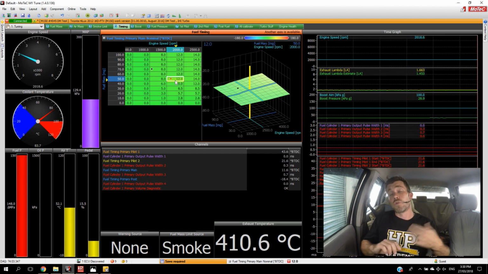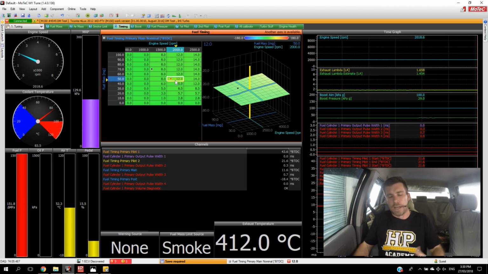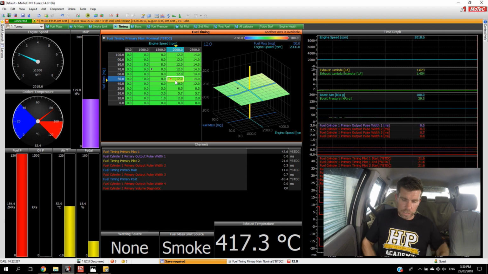Now I'll retard the timing further. Just to clarify as well, the numbers in this table refer to the point in the engine cycle relative to top dead center on the compression stroke where the fuel is being injected. So a number of 12 here means that the fuel is being injected 12 crankshaft degrees of rotation prior to top dead center. Okay, while I've been talking there, we've seen our equilibrium come up a little bit.